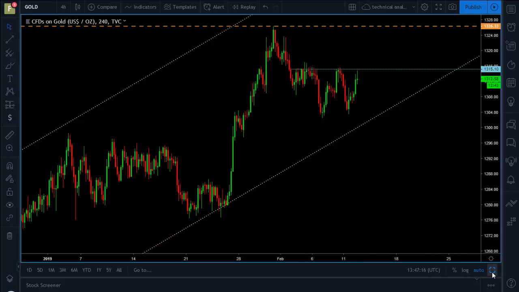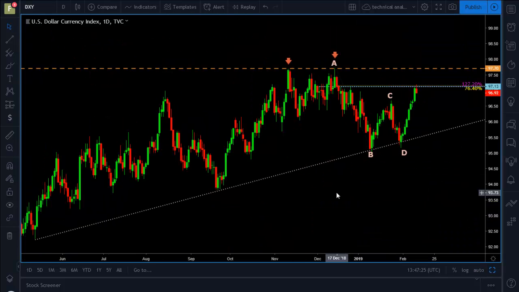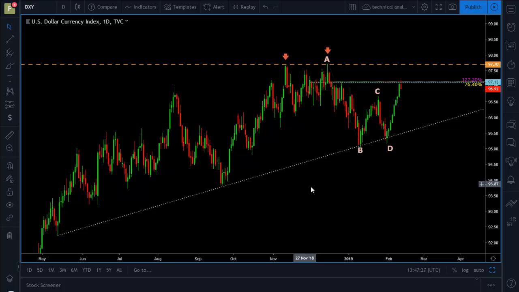And the catalyst for that bull move in gold is going to be this pullback on the US dollar.